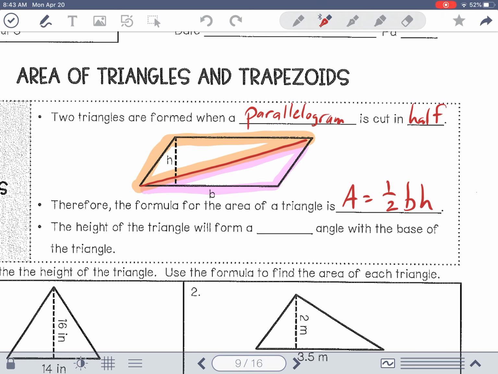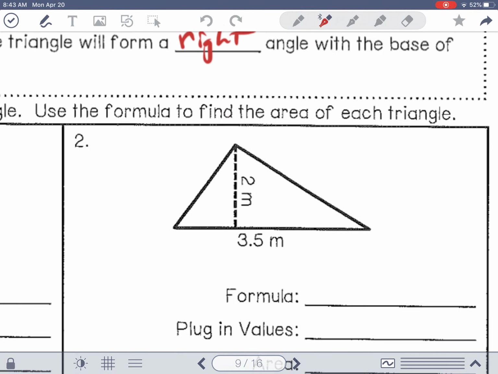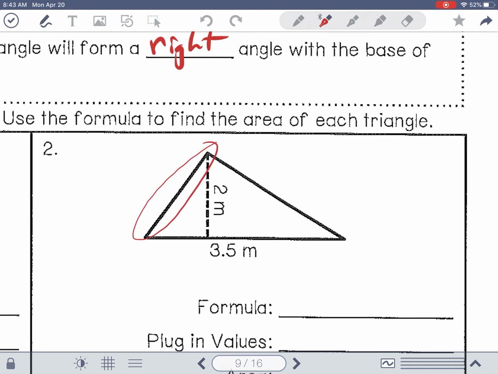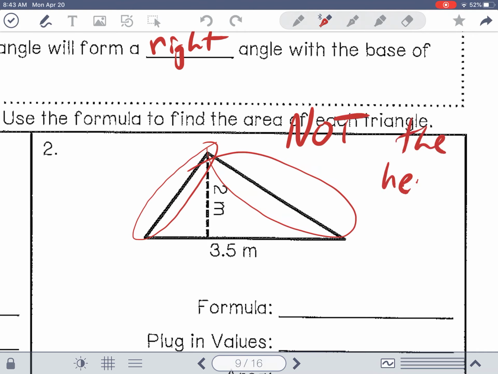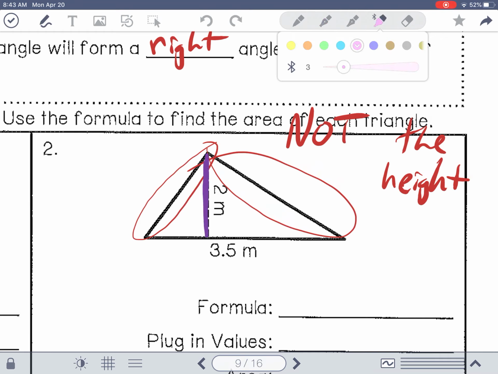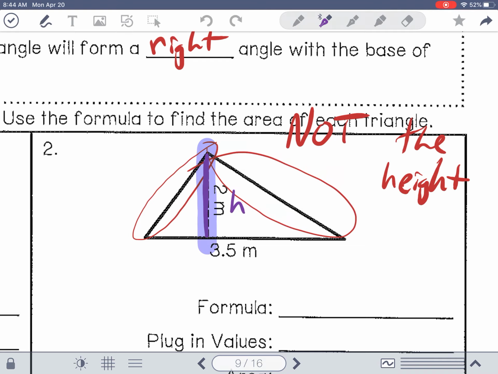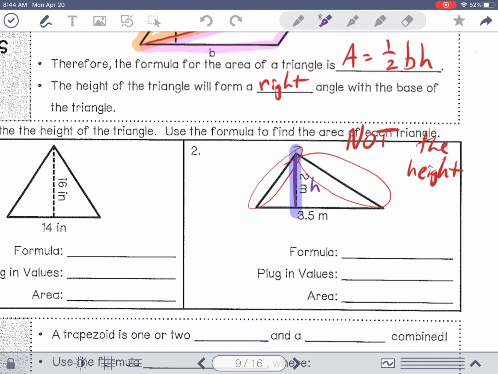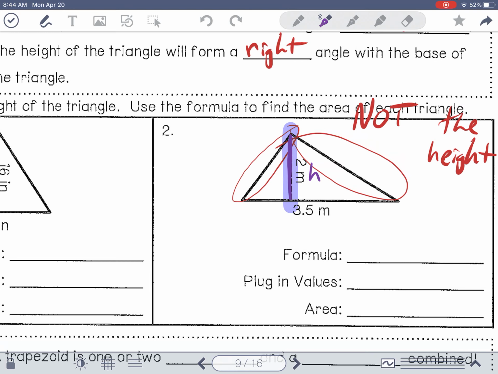my area of a triangle is 1/2 that of a parallelogram, which is B times H. The height of the triangle will form a right angle. That's what I talked to you about earlier. These are not the height. This is the height, right there. So be very careful as you're looking through this. It's always going to create a right angle.